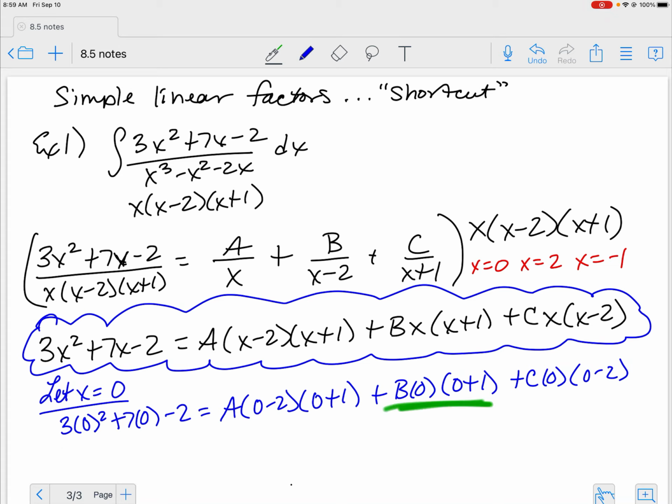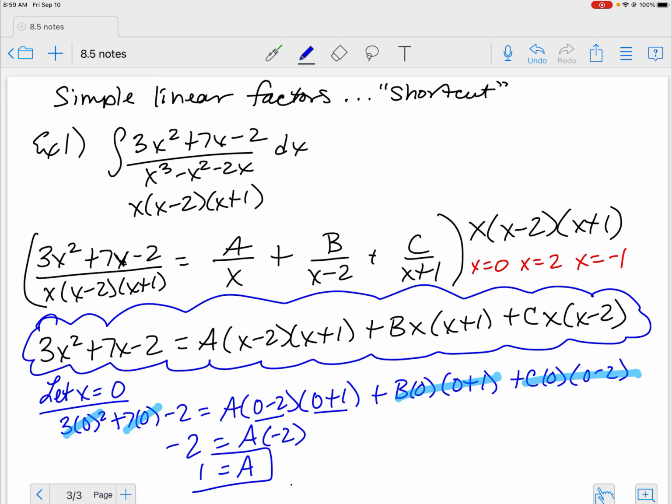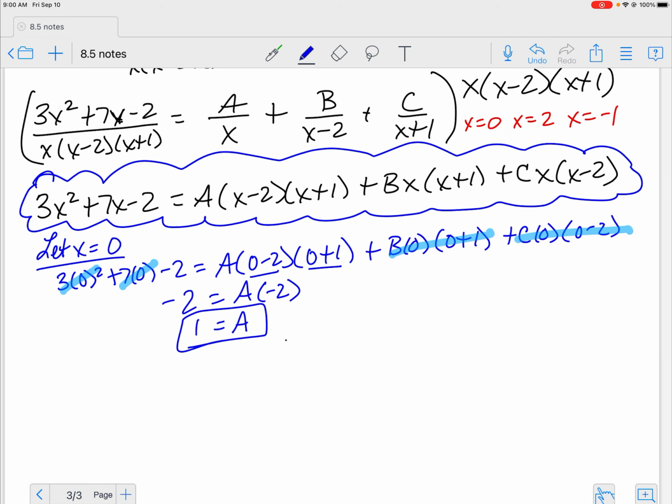And here's what makes this happen. 0 times anything is 0. So this whole thing is a 0, and this whole thing is a 0. The only thing I'm looking for here is being able to solve for that A. Do you see that? So negative 2 is equal to A times negative 2 times 1. So A is equal to 1. Straight up right there.